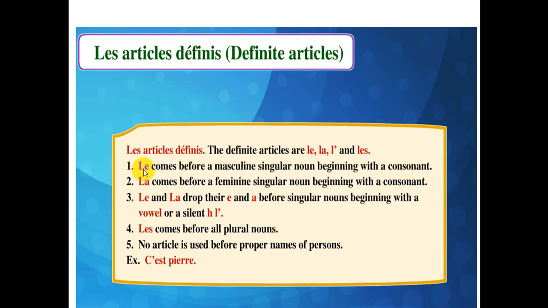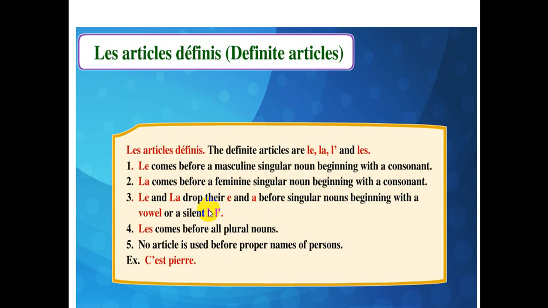For example, if you want to say the table, table is a feminine noun, so we will use la table for that. The second one is la, which comes before a feminine singular noun beginning with a consonant, like we were using indefinite articles according to the gender of the nouns.